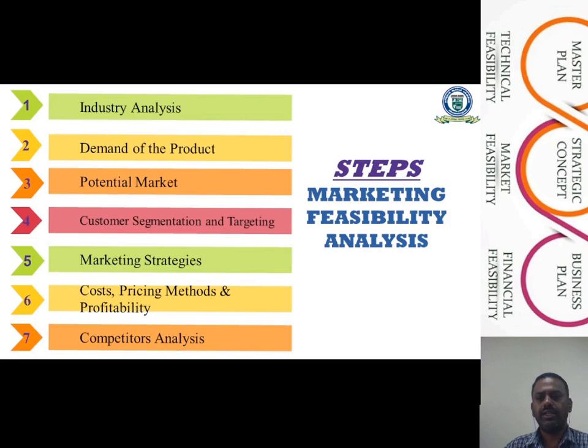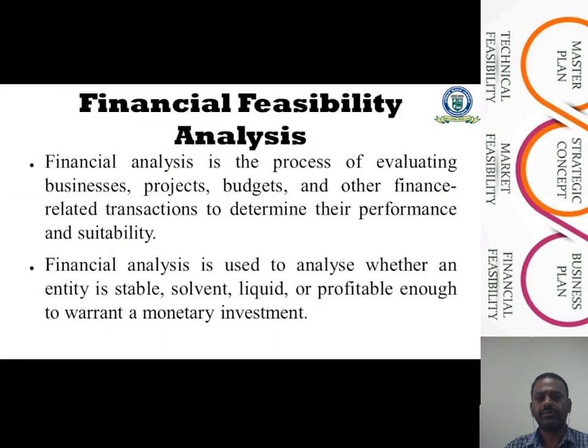The next one is demand of the product. The third one is potential market. Fourth is customer segmentation and targeting. Fifth one is marketing strategies. Sixth, cost, pricing method and profitability. Last is the competitors analysis.